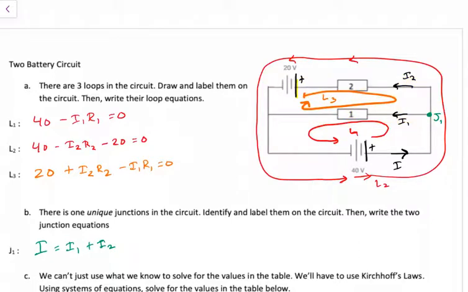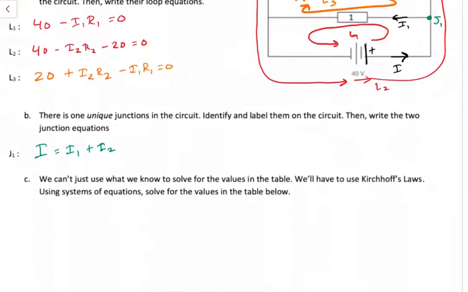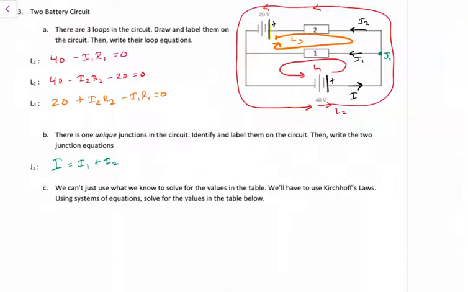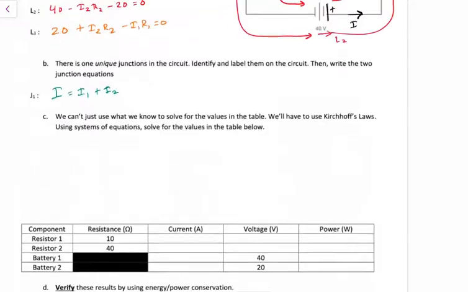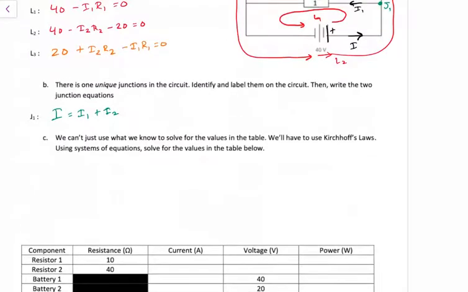Now, we can't use simple parallel math, simple circuit math, because we have a battery in there. And once we have a battery in there, it kind of messes everything up. So we need to use our Kirchhoff's law equations to answer what voltages we have. We are given that the resistance of 1 is 10 and the resistance of 2 is 40. So I might write those equations down.